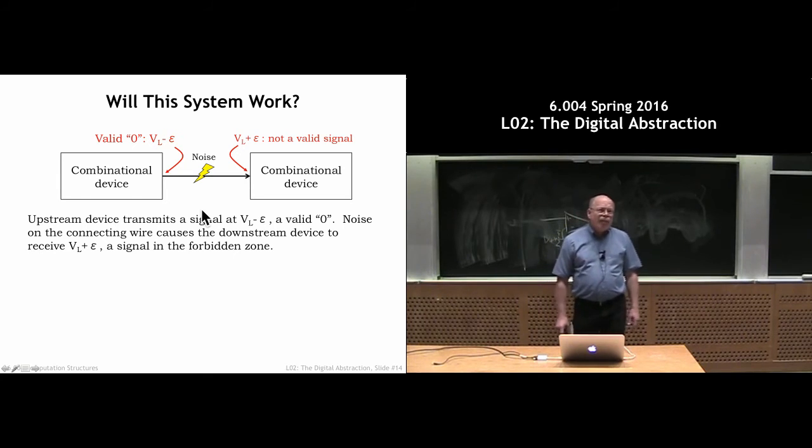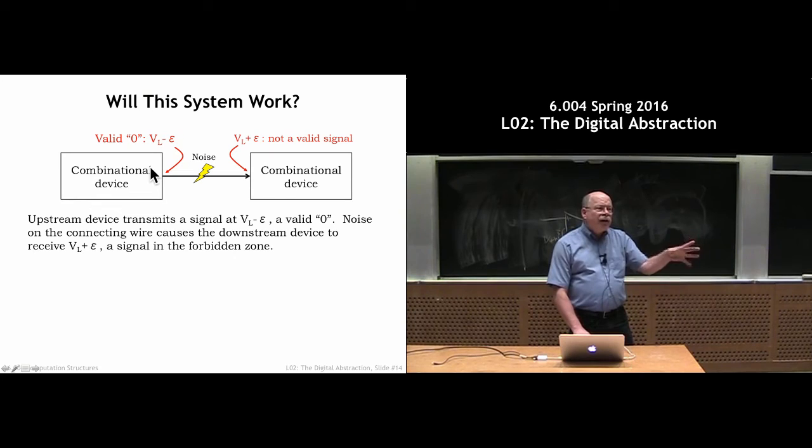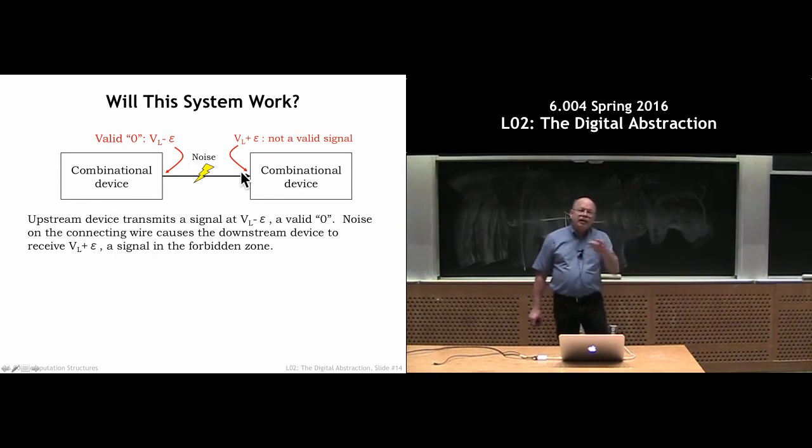So how are we going to solve that problem? How are we going to make it so that even if I produce a valid output voltage, some things can happen to it, and I still end up with valid input voltages at the far end? Yeah?